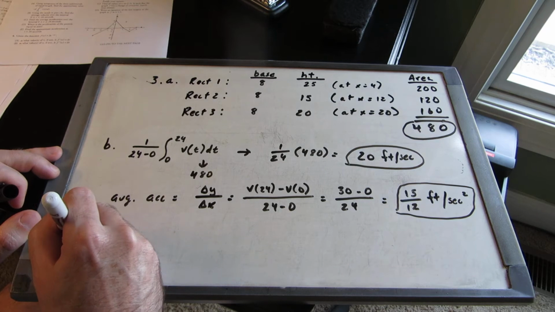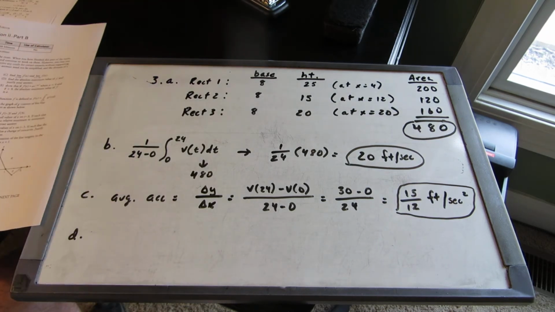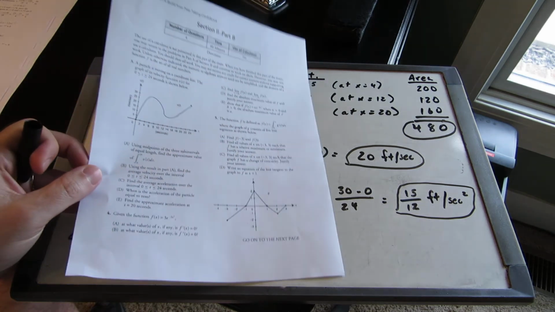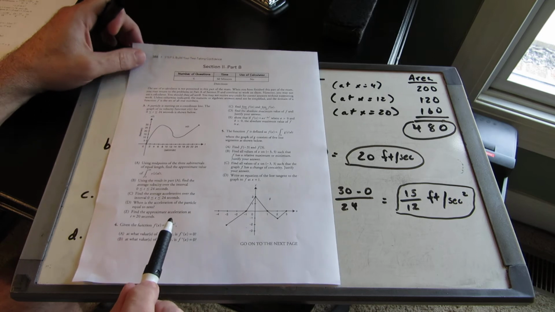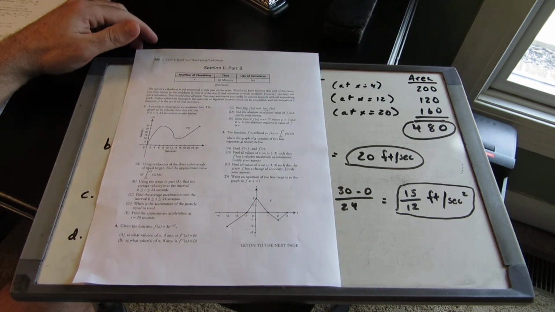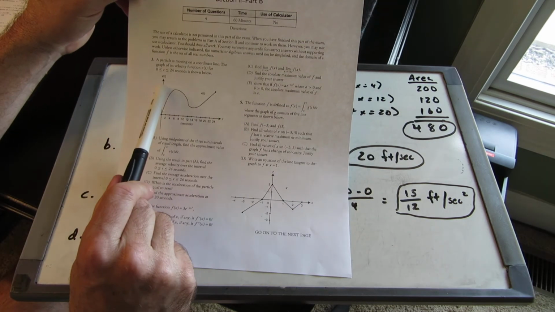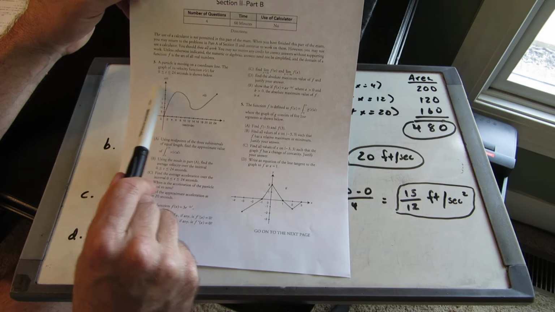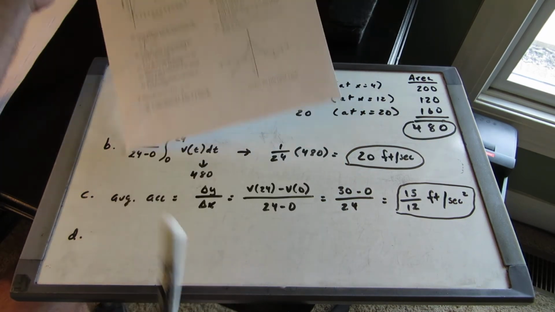Okay, let me see if I can squeeze D in here. Part D. When is the acceleration of the particle equal to 0? Well, acceleration is the derivative of velocity, so it's just the slope. Where is it equal to 0? It's where you have a horizontal tangent line. So that occurs at 6 and again at 14.